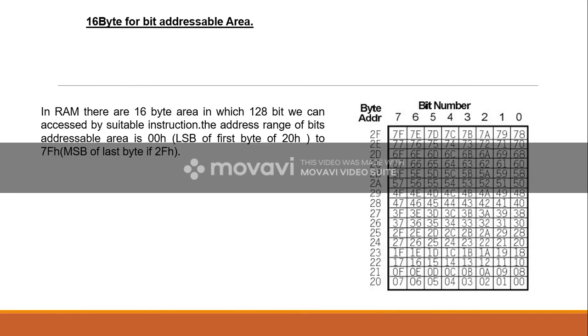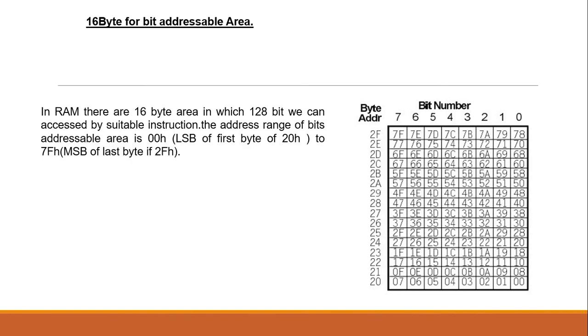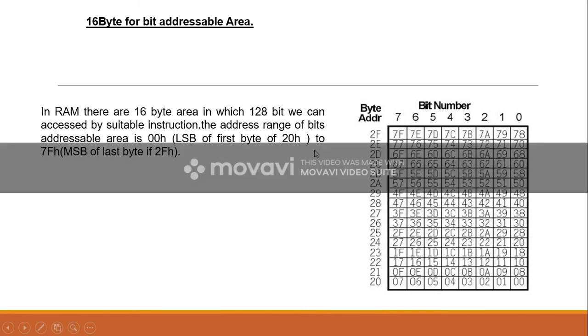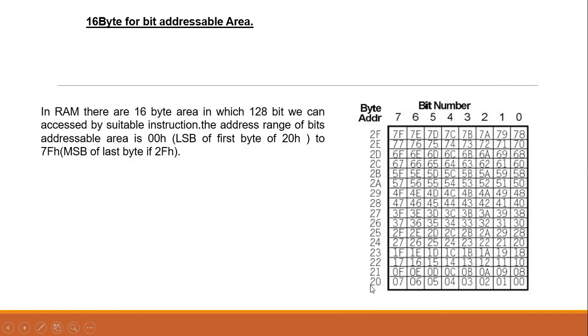Now the next memory area is assigned for the bit addressable area. What does this bit addressable area indicate? We can access a particular bit, and for a particular operation we can store a single bit. See here, each bit has a separate address. So what is the starting location? The bit address area starts from 20H to 2FH, and at each memory location, such as 20, we can store 8 bits.